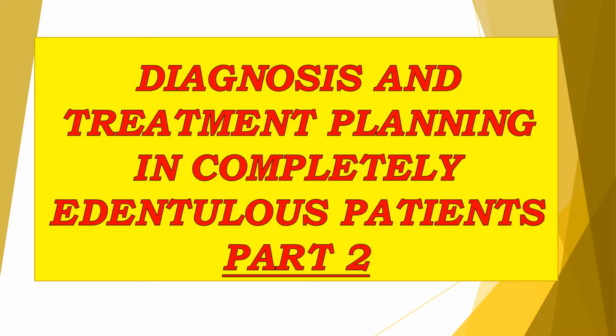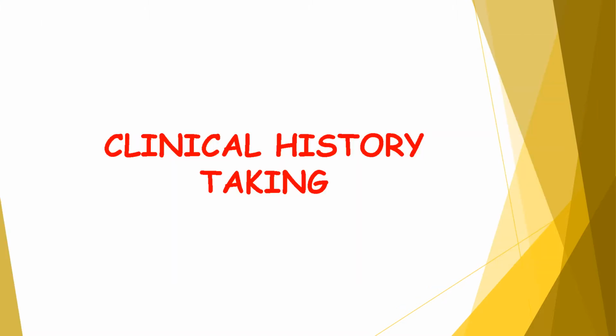In this lecture, we will discuss part 2 of diagnosis and treatment planning in completely edentulous patients. So coming to clinical history taking, it is a systematic procedure for collecting the details of the patient to do a proper treatment planning. Personal and medical particulars are gathered to rule out general diseases and to determine the best form of treatment for that patient.